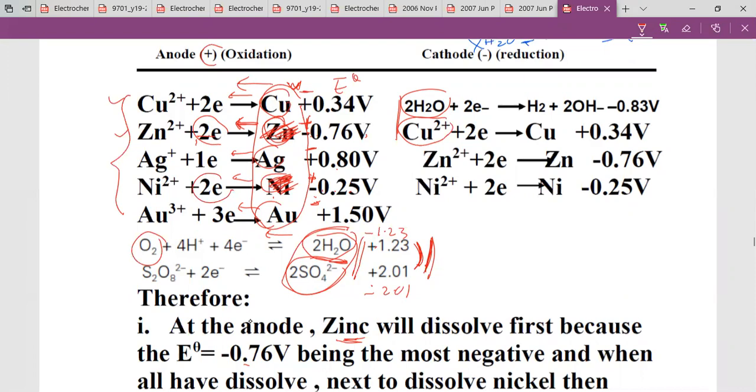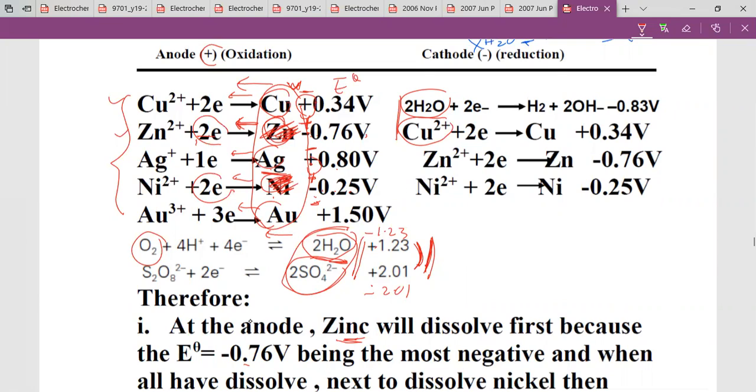So who will be the easiest to be discharged or to undergo oxidation? Of course, the copper, because this is positive 0.34, this is positive 1.223, this is positive 0.8. So copper will be the main one. Silver also can, but it is more positive than copper. So copper will be dissolved first. And remember, copper is the main thing of all.